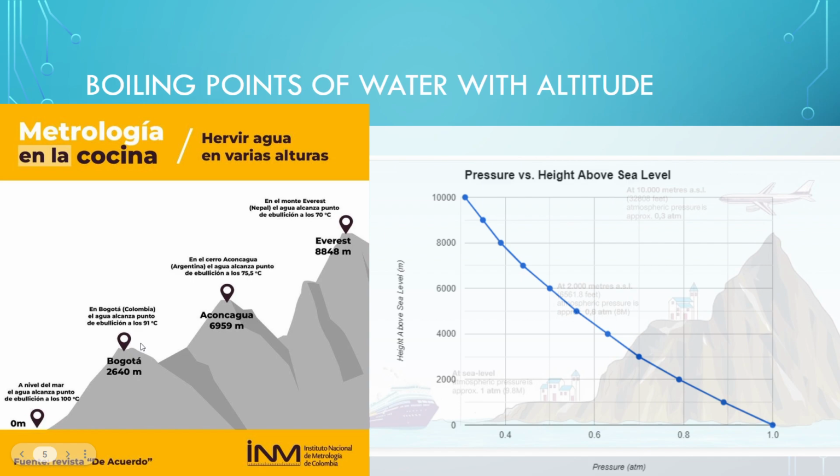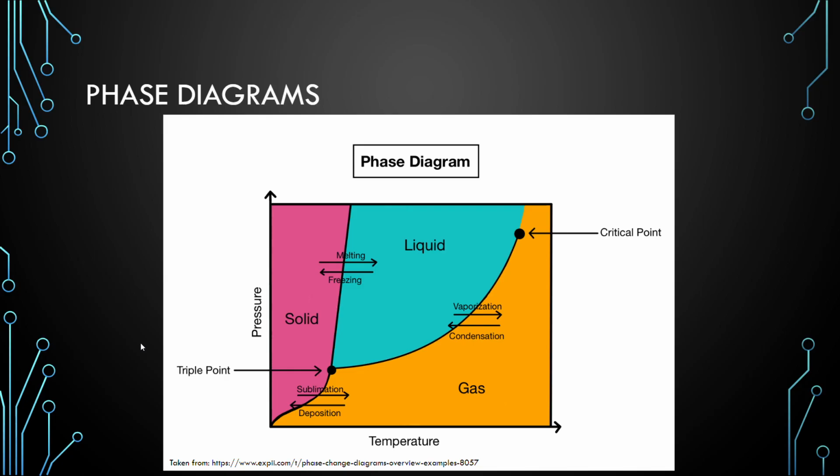Okay, so when we're talking about pressure and temperature, we get to the next concept, that is phase diagrams. These phase diagrams are graphic representations where we have the phase changes, but not only according to temperature, but to pressure as well. Here you can see that, for example, from this point to this point, we have a separation between the solid and the gas state of matter. From this point to this point is the separation between solid and liquid, and from this point to this point, we have the separation between liquid and gas.